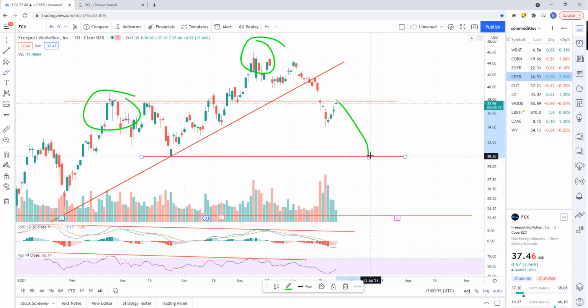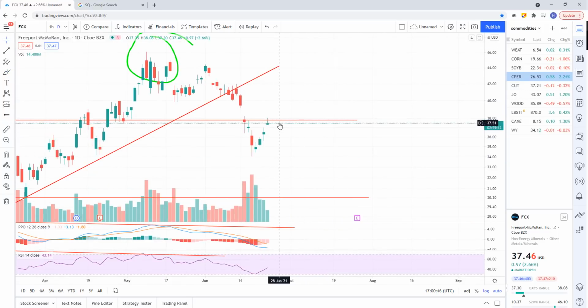I think we're heading down to about 30.15 next. And this is an objective area right here to short at about 37.80, for a move all the way down to $30 and about 30.50 or so.